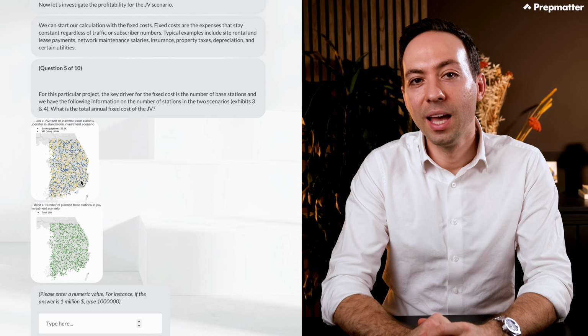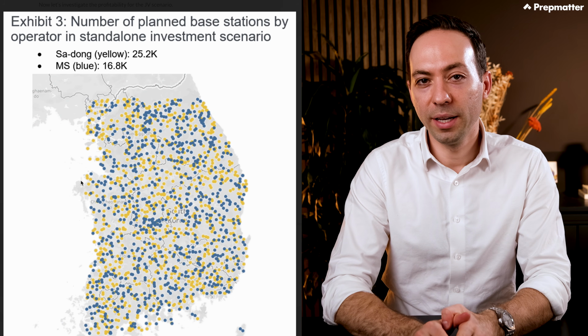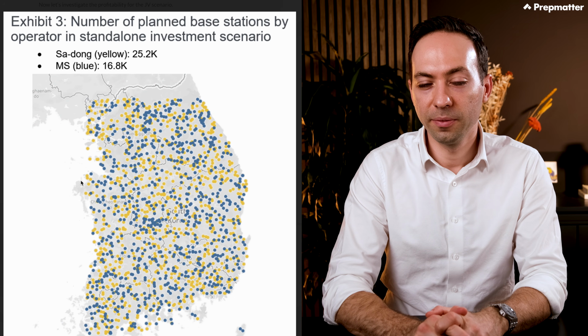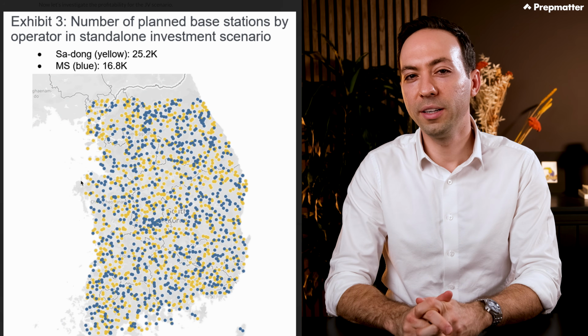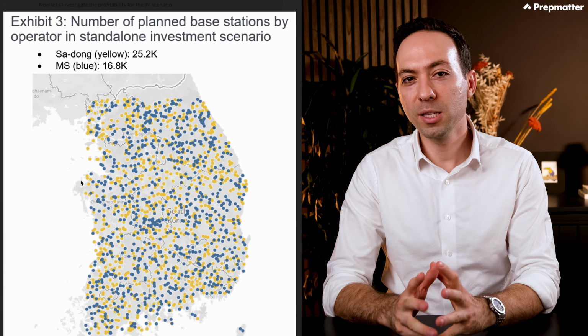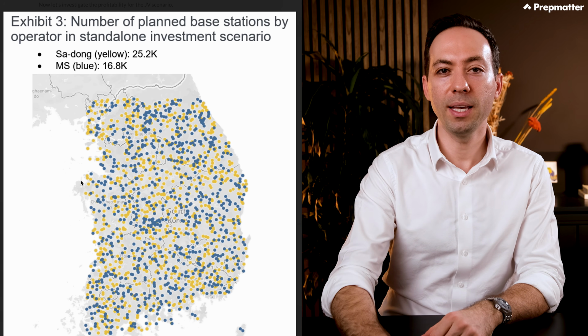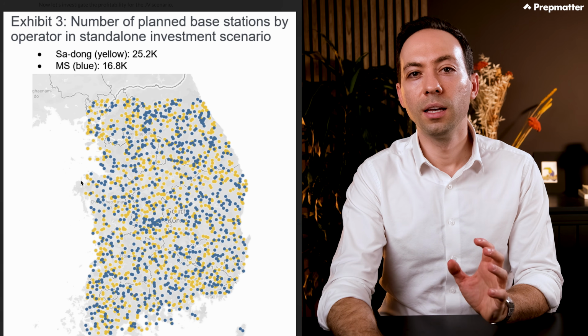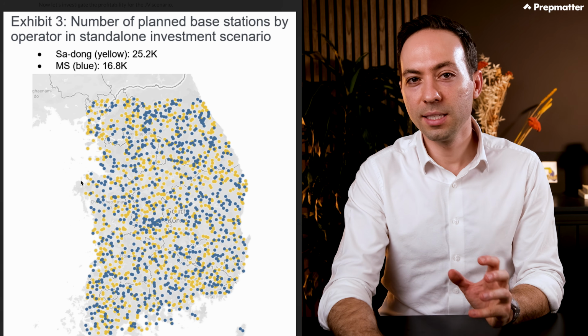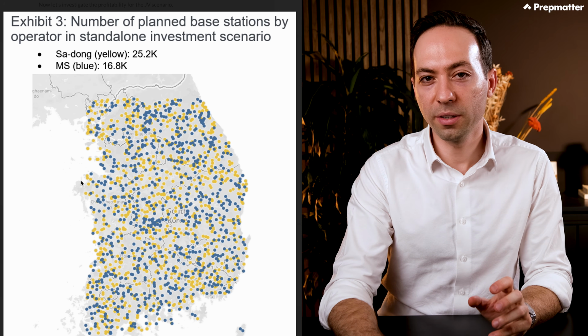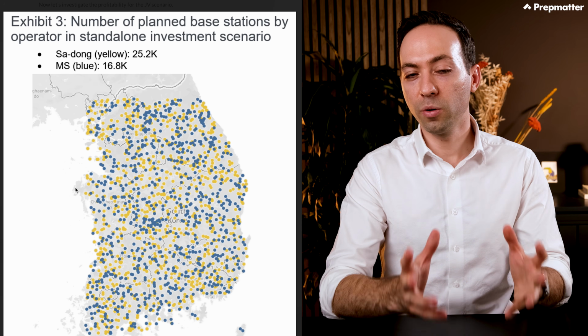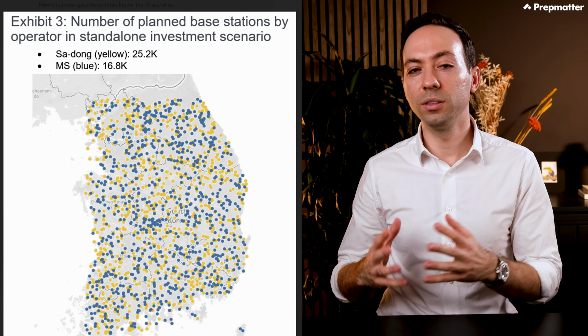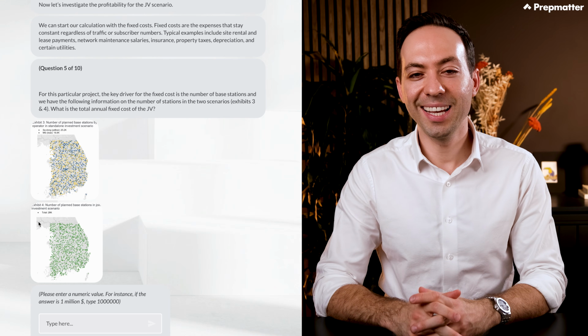Exhibit 3. Number of planned base stations by operator in the standalone investment scenario. Sadong was going to build 25.2K, MS was going to build 16.8K base stations. Glancing through the map, there seems to be quite a few overlapping geographies. So, with the joint investment, they must be saving on the number of base stations.